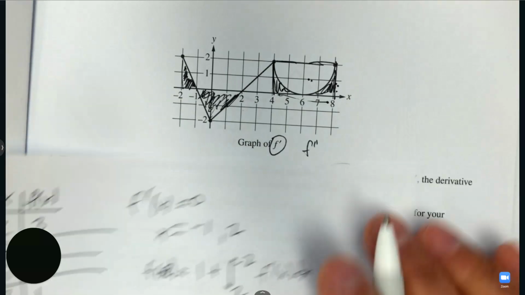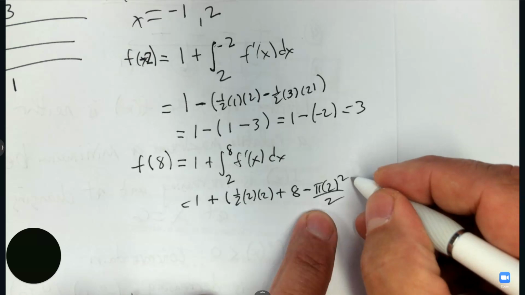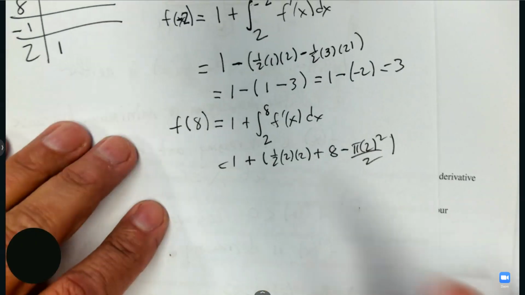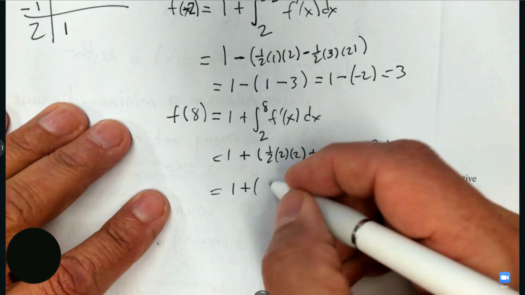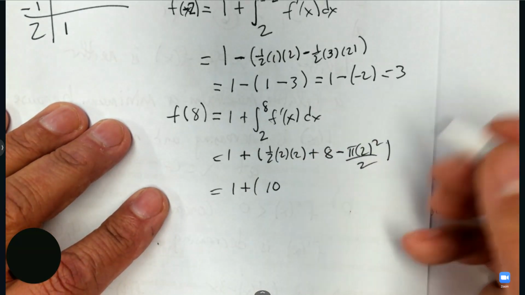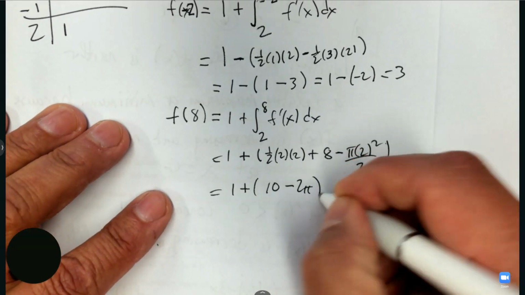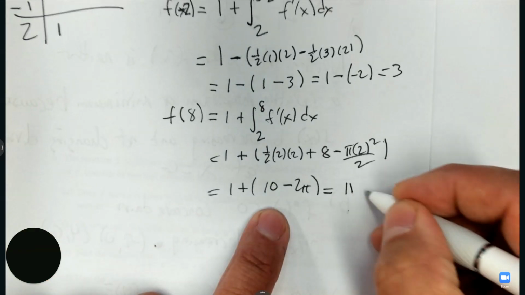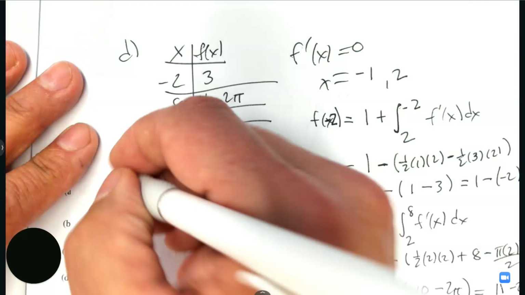Subtract the semicircle. For a circle, it's pi r squared. The radius is 2. But because it's a semicircle, I'm going to divide by 2. Again, I'm going to simplify this. So I have 1 inside the parentheses, 1/2 of 4 plus 8. I'm just going to simplify it. And then 2 squared is 4 divided by 2. That's minus 2 pi. And then if I put it all together, I have 11 minus 2 pi. I'm going to put that in right here. 11 minus 2 pi. Okay, we're going to do this one more time for -1.